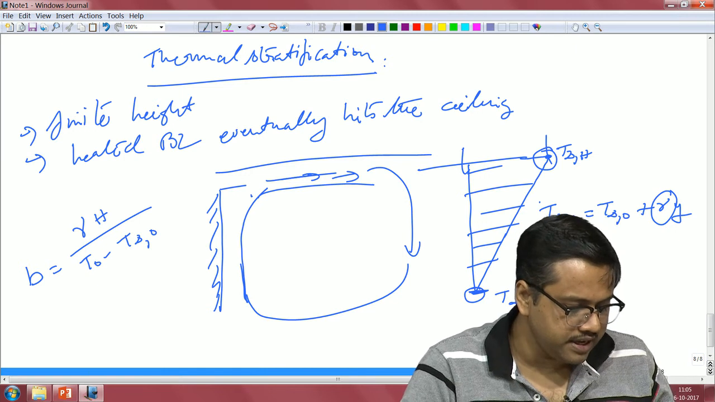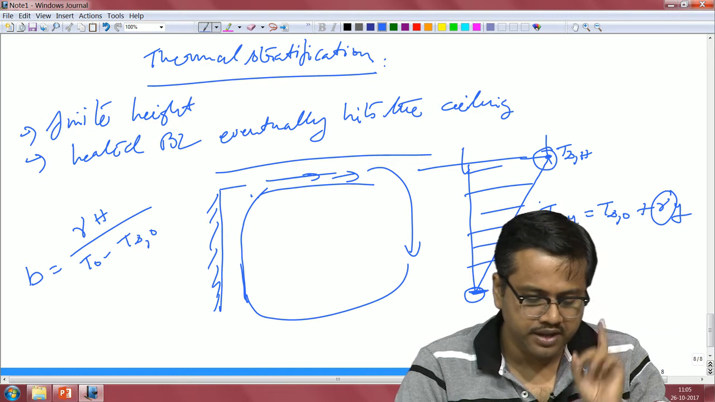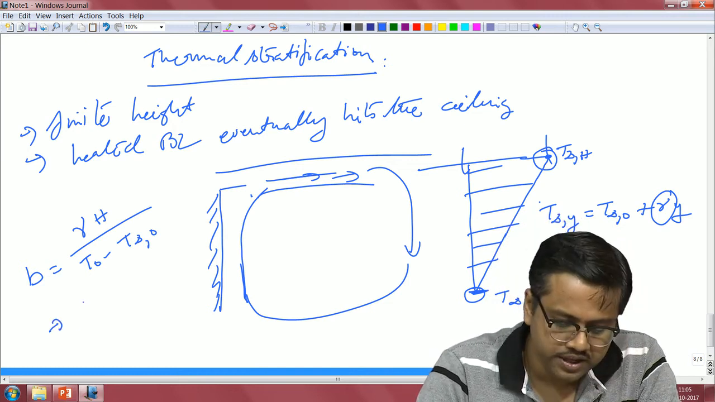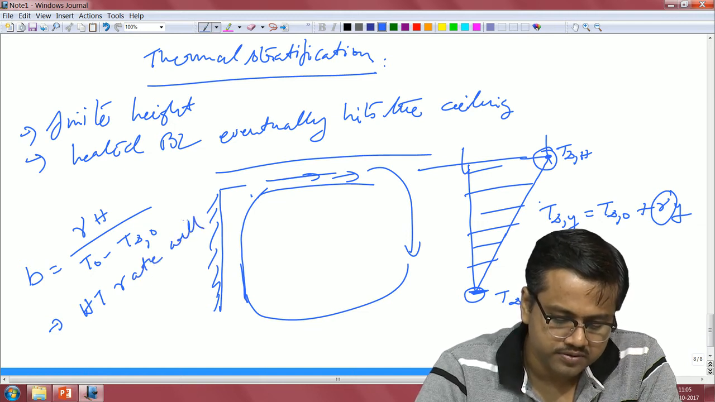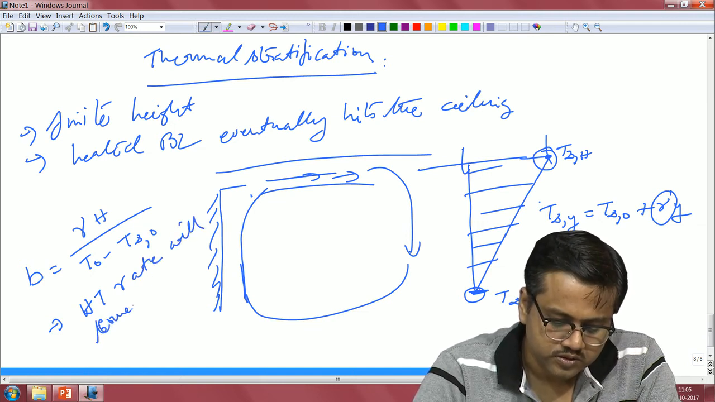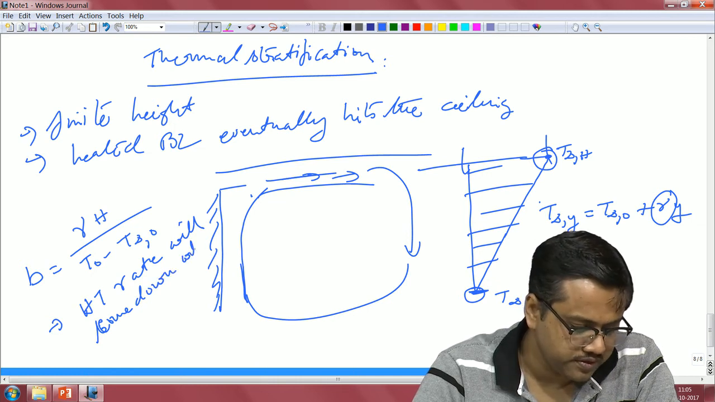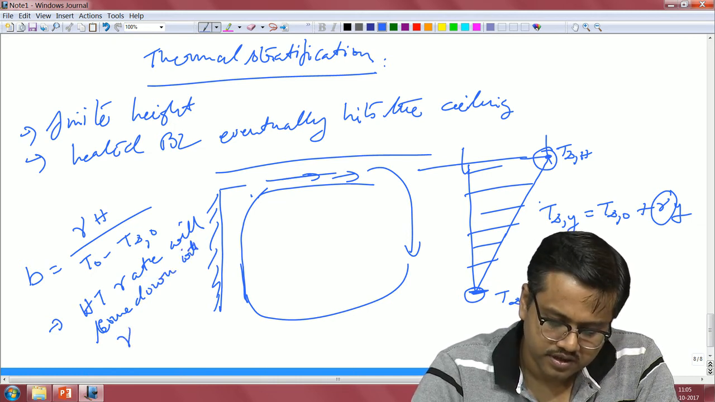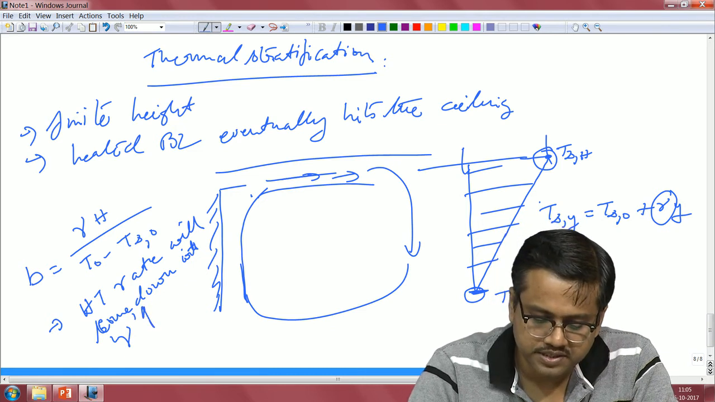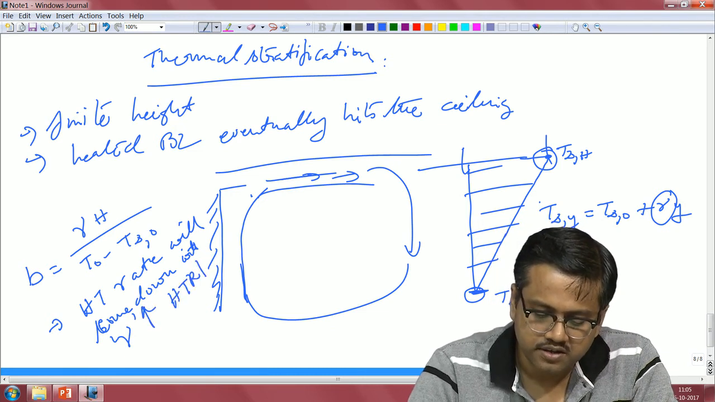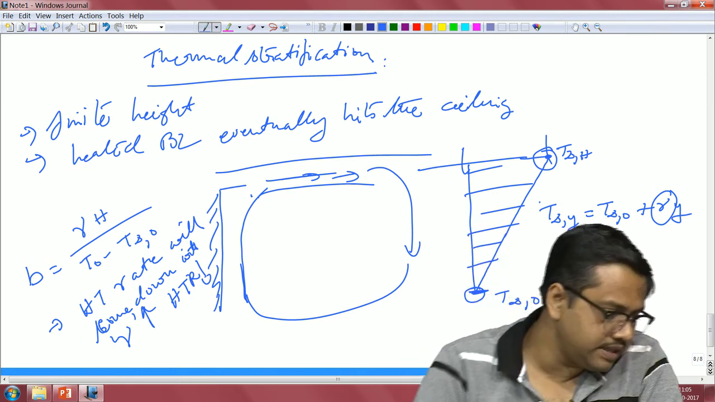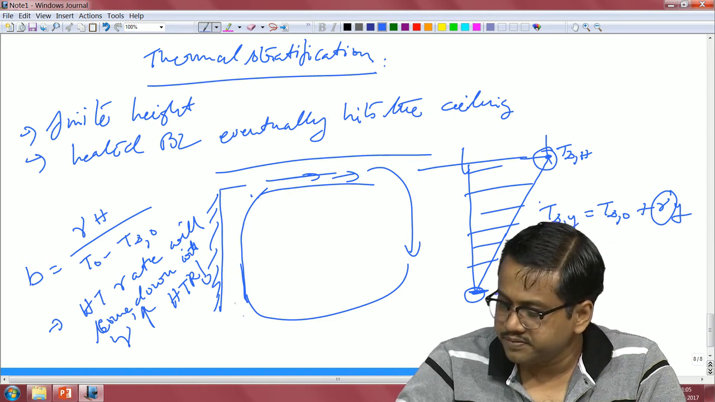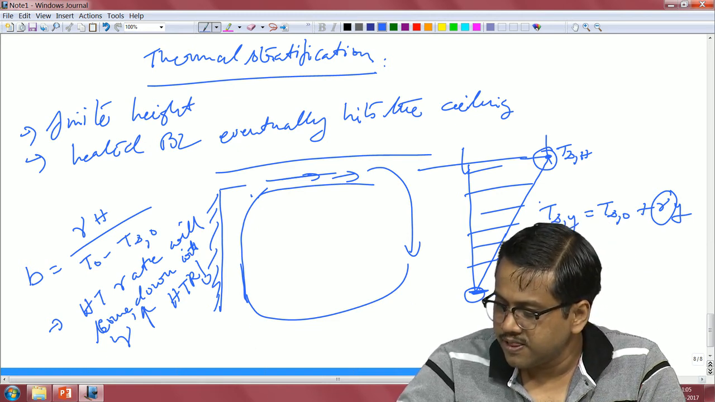Now, we will see how to analyze this particular problem with the understanding that the overall heat transfer rate will come down with gamma. As gamma increases, the heat transfer rate comes down. That has to be the case, right. So, let us look at this particular problem and see what can be done.